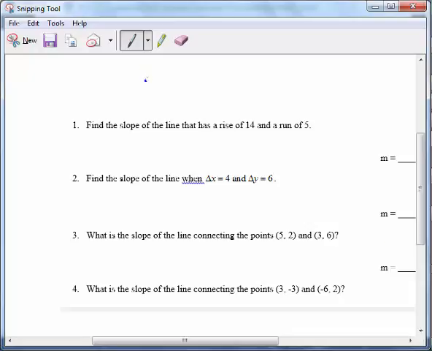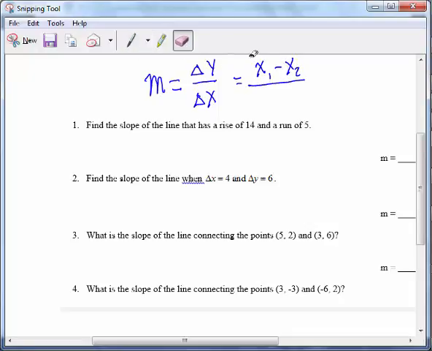Remember that slope uses the letter m, and it's the change in y over the change in x, which all you do is you take one of the x's and subtract the other x. One of the y's and subtract the other y over the corresponding x, subtract the corresponding x from the other point.